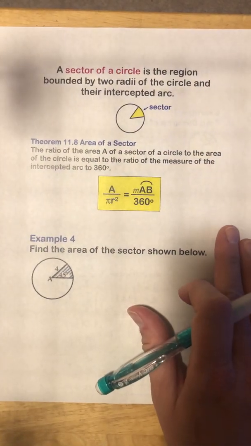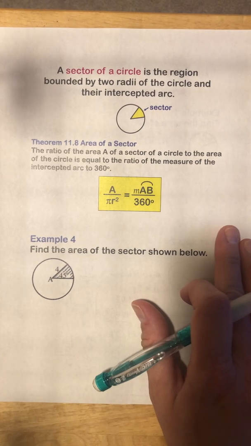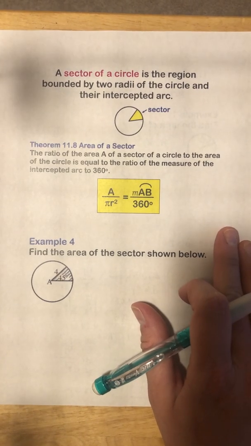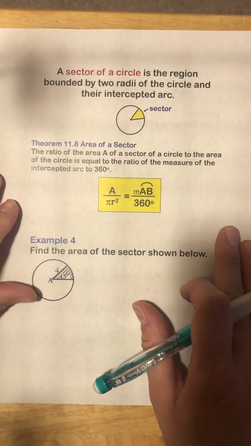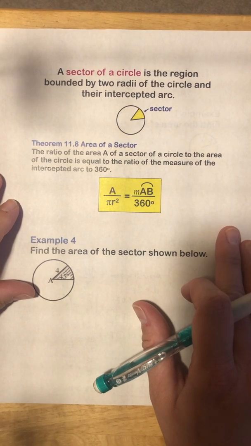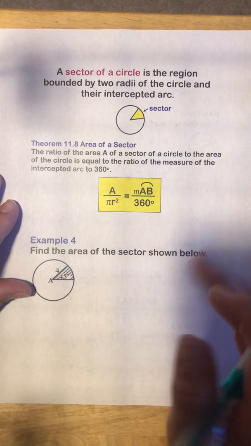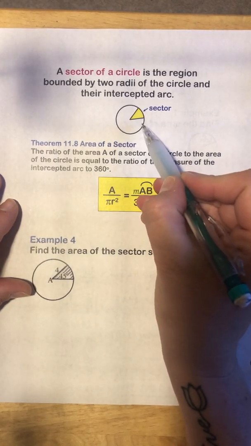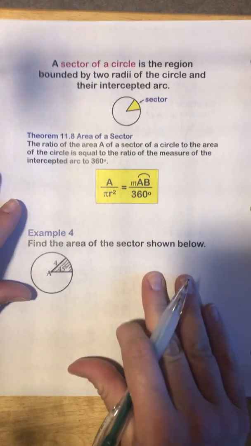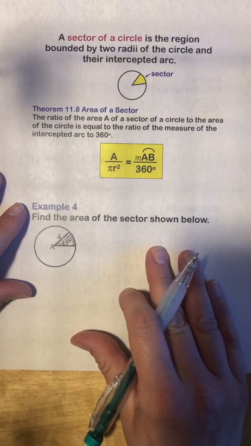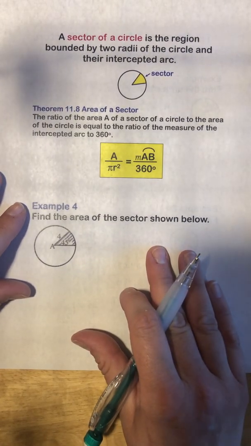All right, so a sector of a circle, it says, is the region bounded by 2 radii and their intercepted arc. It's kind of like if you have a pizza and you eat a slice of pizza, that slice is a sector. It's part of the circle. So just like that yellow piece right there, that is a sector. So in this next theorem, we're going to learn how we can find the area of a sector.